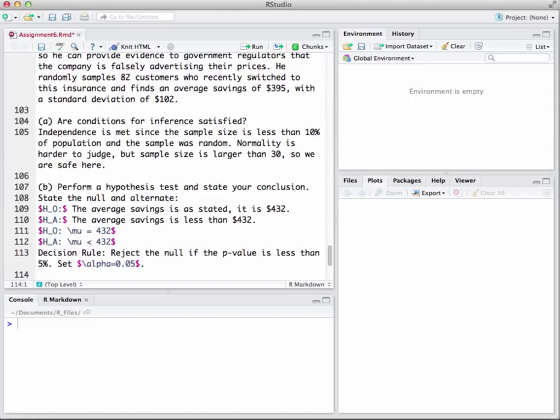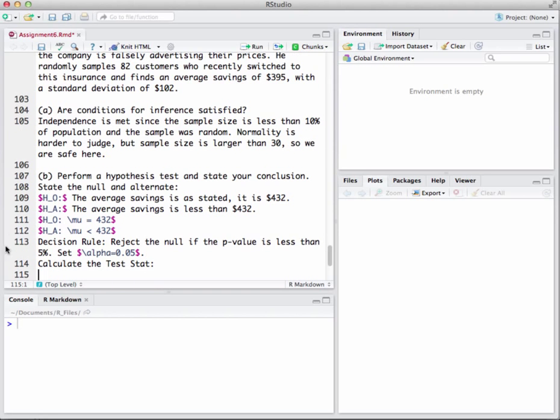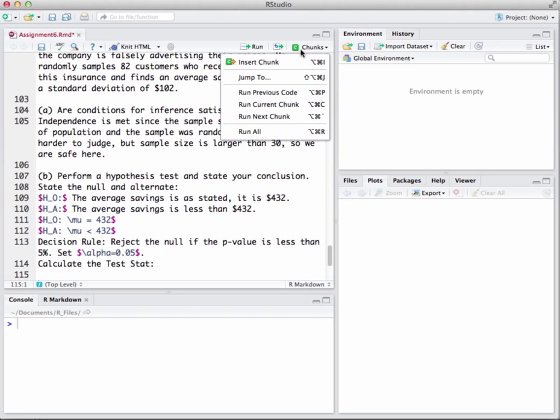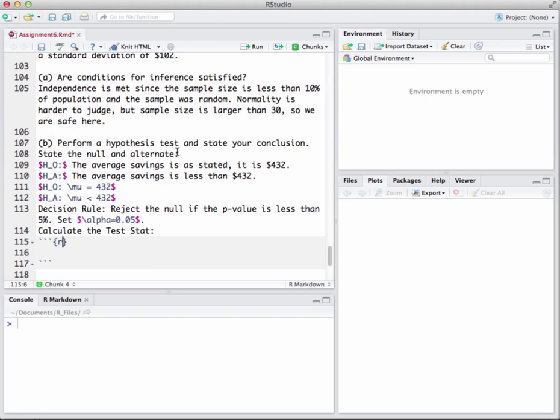Okay, so once we've done that, we need to calculate the test statistic and the p-value. So let's calculate the test statistic, which in this case is going to be the z. So we need to calculate z. I'm again going to do that by inserting a chunk and let R take care of the arithmetic for me. So how do we calculate our z here? Well, that's going to be x bar minus mu divided by the standard error.